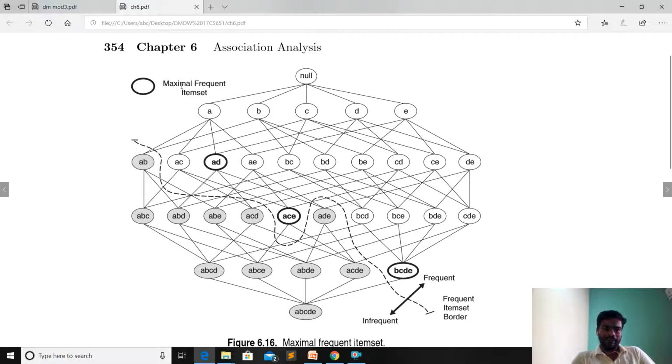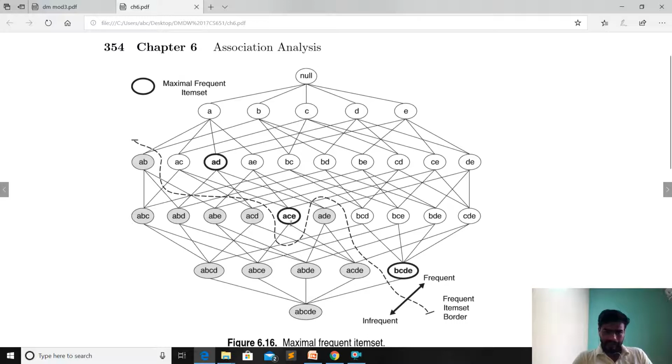Now what are maximal frequent item sets? AD is called a maximal frequent item set. Why? AD is going to ABD, which is non-frequent, and to ACD, which is also non-frequent. According to the maximal frequent item set rule, an item set is maximal frequent if its immediate supersets are infrequent. AD's immediate supersets ABD and ACD are infrequent, so AD is a maximal frequent item set.